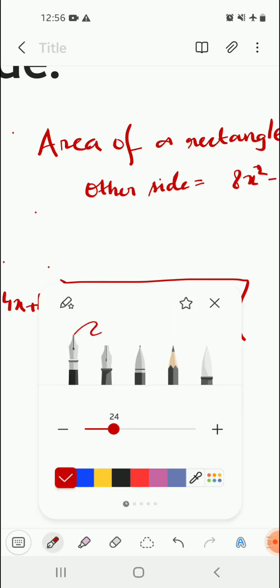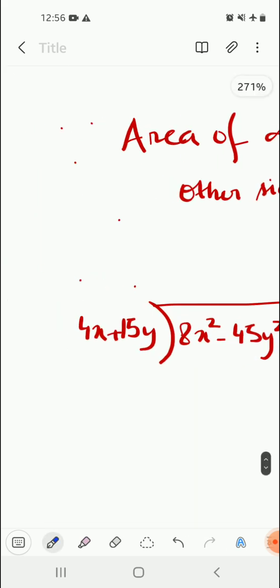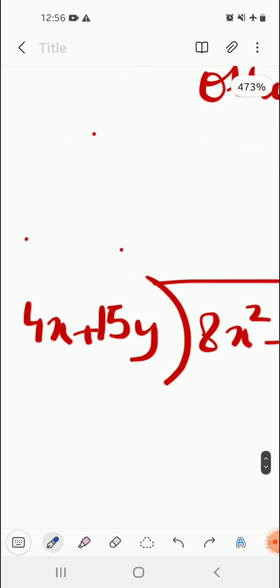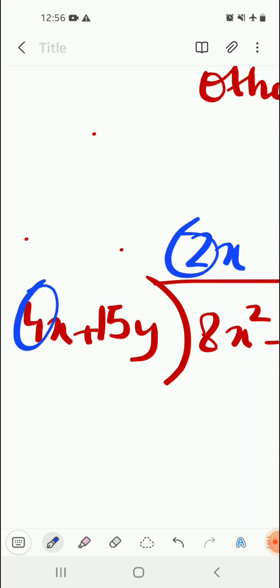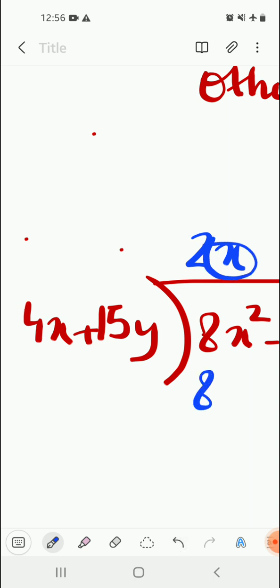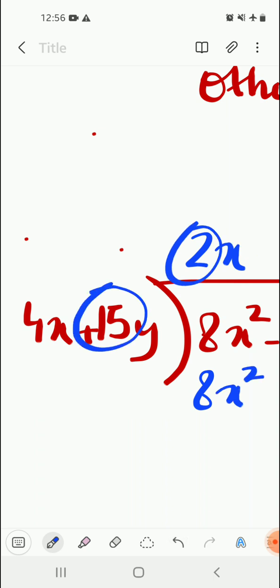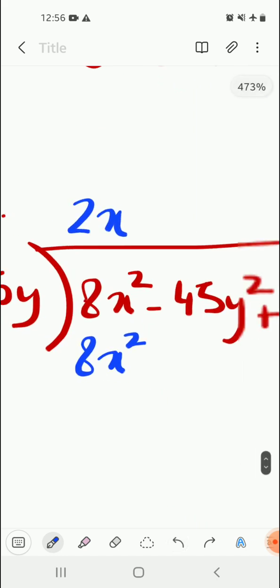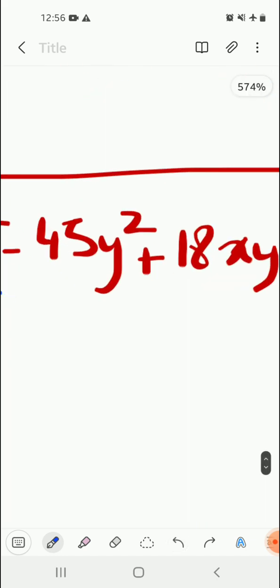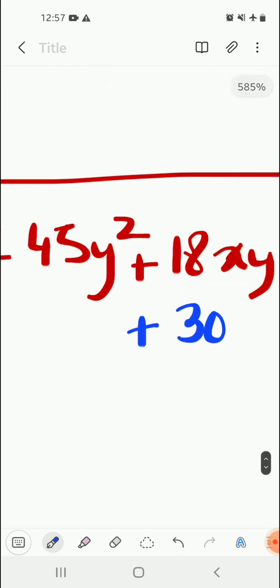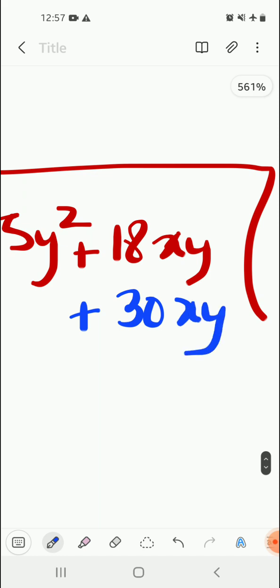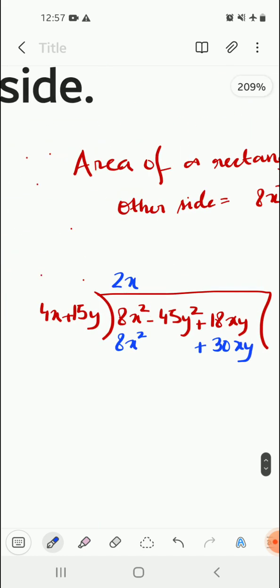Now simply we are going to divide the numbers. First we have got 4x and here it is 8x square. It means we are going to multiply it with 2x. So 2 into 4 is 8. x into x is x square. Again 2 into 15 is 30xy. So we are going to write 30xy, but we are going to write it here. It's done.